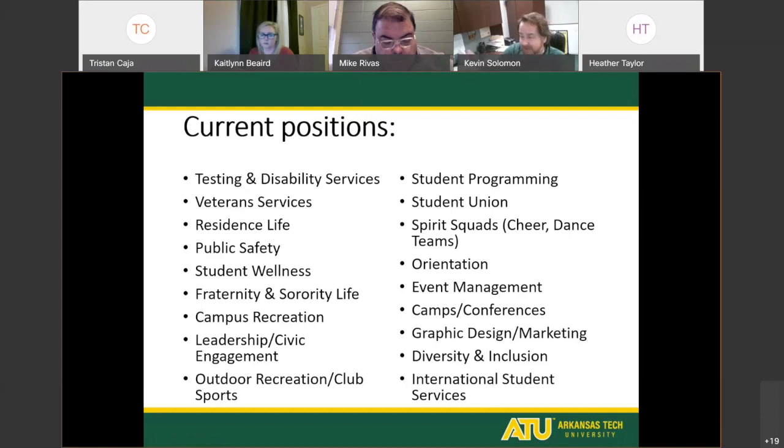Now, some of these we have multiple positions. Residence Life has 15 or 17 assistantships. Campus Life as a whole, we have about 15 as well, mixed up in some of these different spots. But orientation is 2 people. Campus Rec is 2. Fraternity and Sorority Life is 2. So there's multiple positions with that.